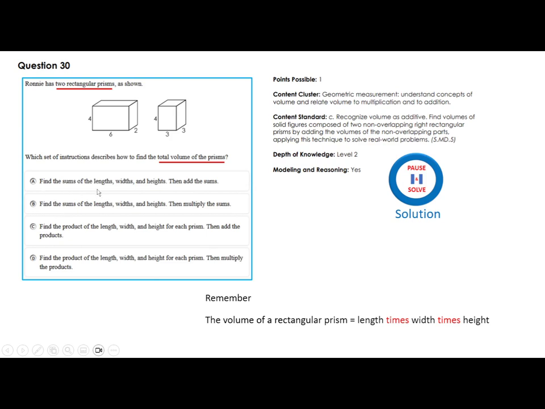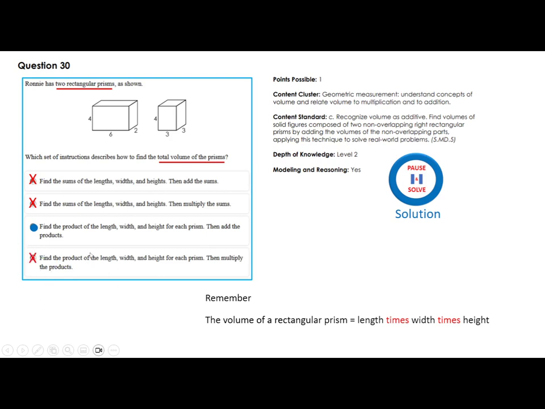See here, it says find the sum of the length, width, and height, then add the sum. That has nothing to do with the volume. Find the sum of the lengths, widths, and heights, then multiply them. That has nothing to do with the volume. Find the product, meaning multiplication, of the length, width, and height, then add the product. That's the answer. The last one, find the product of the length, width, and height of the prism, then multiply. No, we're not multiplying, we're adding them, so that's not correct.